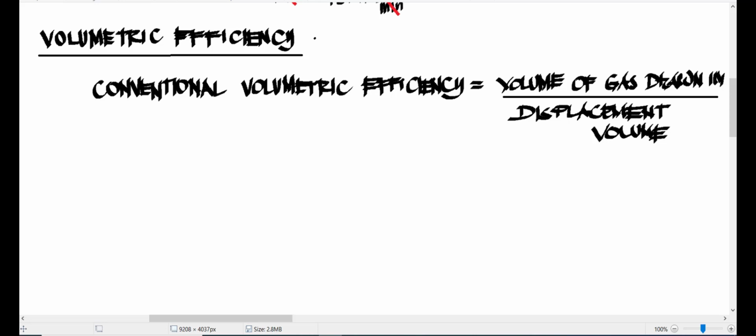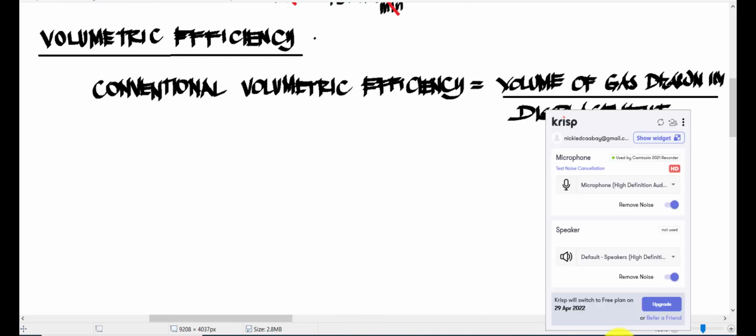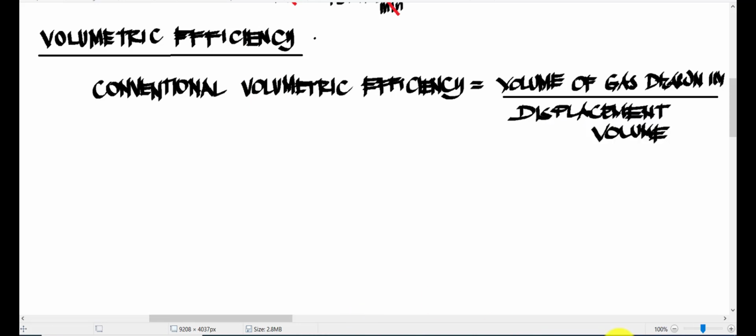Volumetric efficiency. We're going to talk about how efficient the volume being displaced by your compressor is. We have the equation that the volumetric efficiency is equal to the volume of gas drawn in, which is during the suction stage, divided by the displacement volume.